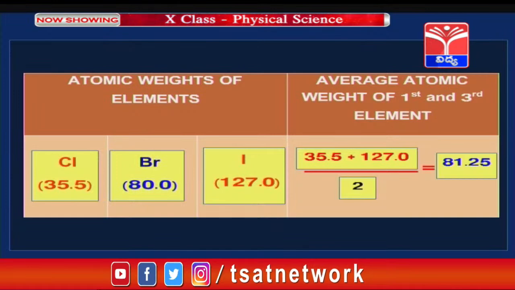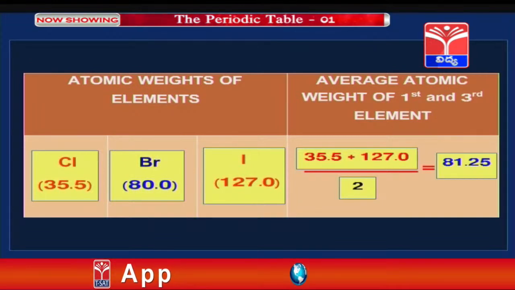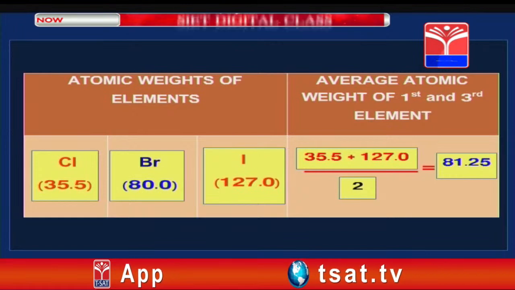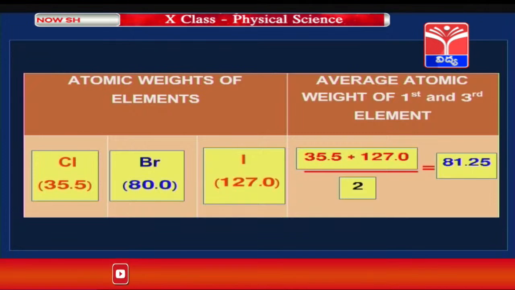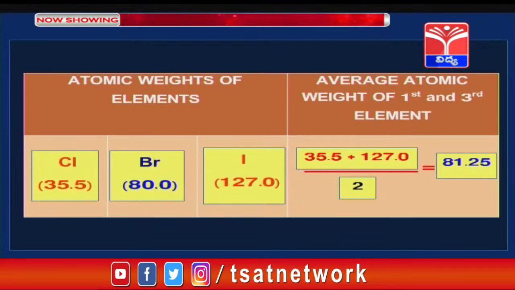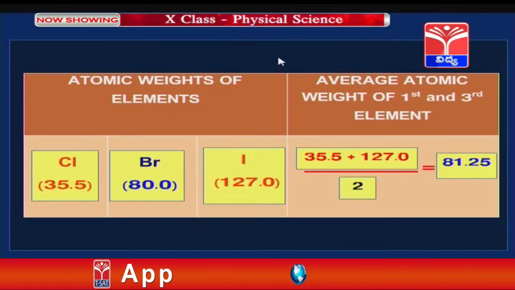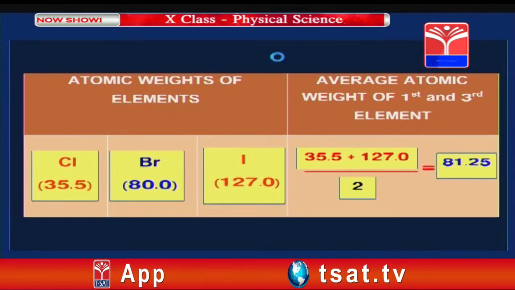Why? Because at the time of Döbereiner there were no spectrometers to calculate the atomic weight correctly. Nowadays, we have modern spectrometers by which we can get the exact weight. That is why this law is not applicable for some elements such as bromine. We will study it under limitations.